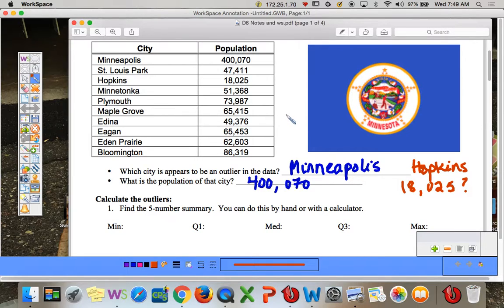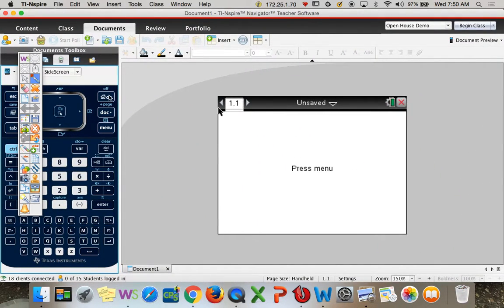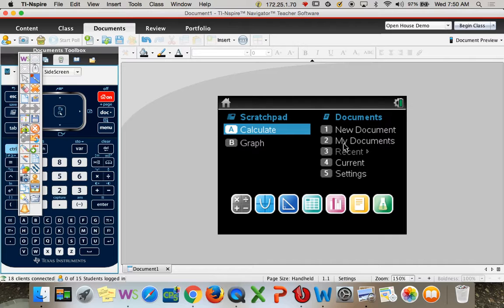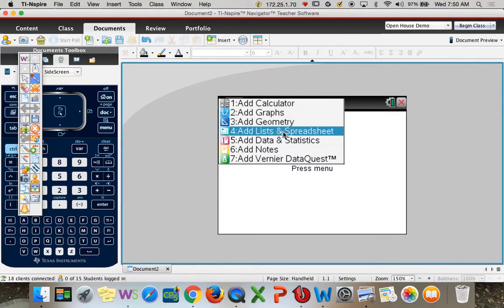Let's calculate the 5-number summary as the first step for finding an outlier. You can do this by hand or with a calculator. If you want to do it by hand, put them in order. Find the median, then look at everything below the median, and find the middle of that, and that's Q1. Look at everything above the median, find Q3, which is the middle of the upper half of data, and the min and the max. I'm going to do it with a calculator.